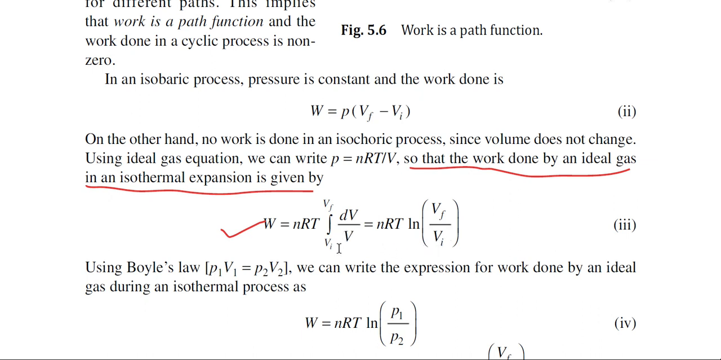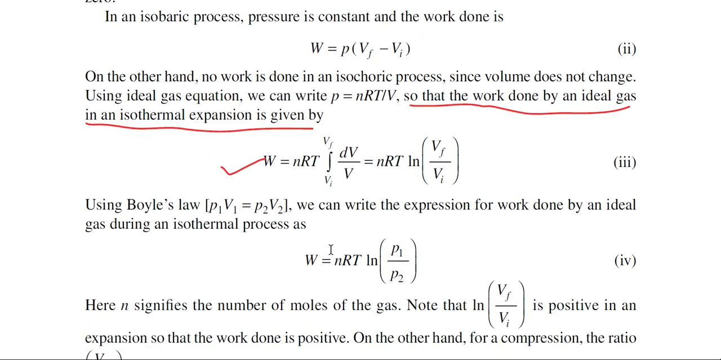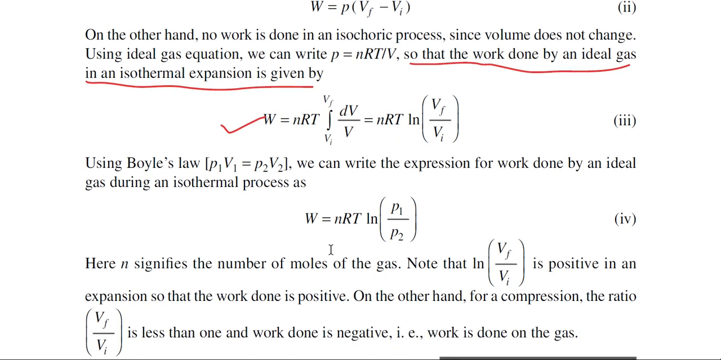See the limits of the integration, Vi to Vf, where Vi is the initial volume and Vf is the final volume. This equation of the work done can also be expressed in terms of pressure. We can also show that W = nRT ln(P1/P2) instead of ln(Vf/Vi) or ln(V2/V1), because P1V1 = P2V2.